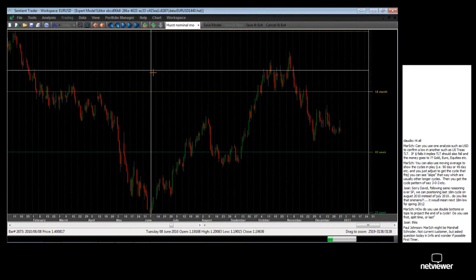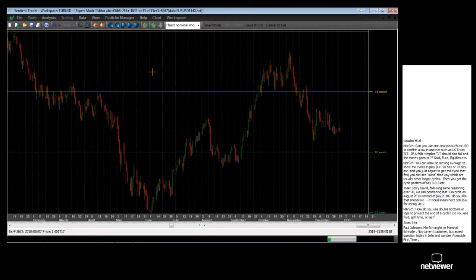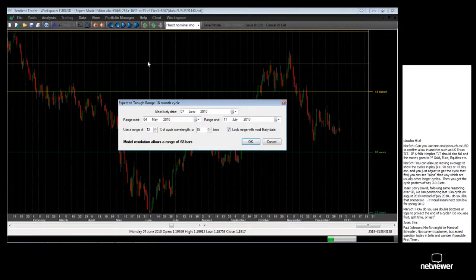7th of June 2010, and we're happy with that positioning of the 18-month trough. So let's go back to our expert model editor, and we can zoom in the same way that we do on other charts, and you can see here the same information displayed at the bottom of the chart. There we are. That is the 7th of June, and so by double-clicking in the upper zone, the top zone, in other words here, I'm telling Sentient Trader that I want to position a trough of the top cycle, the 18-month cycle, over here.